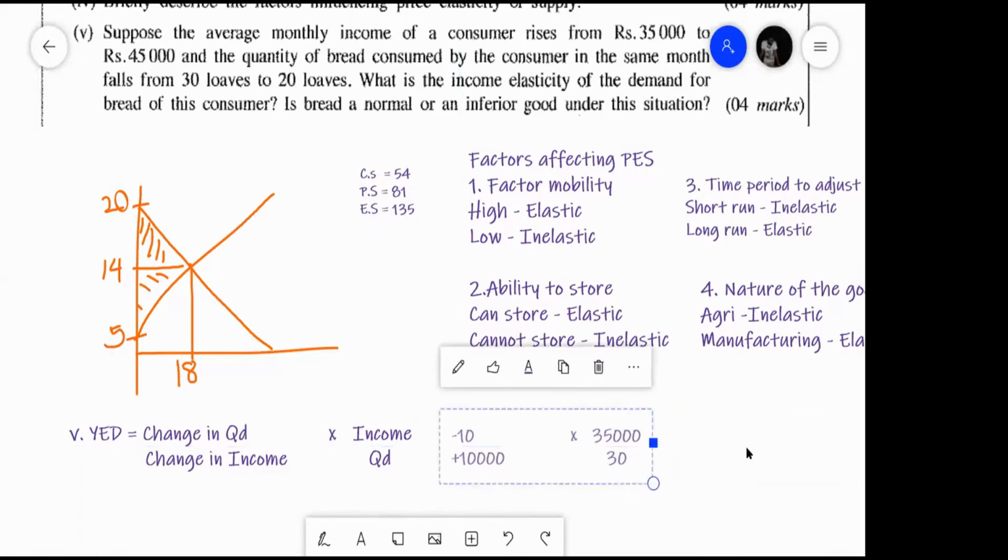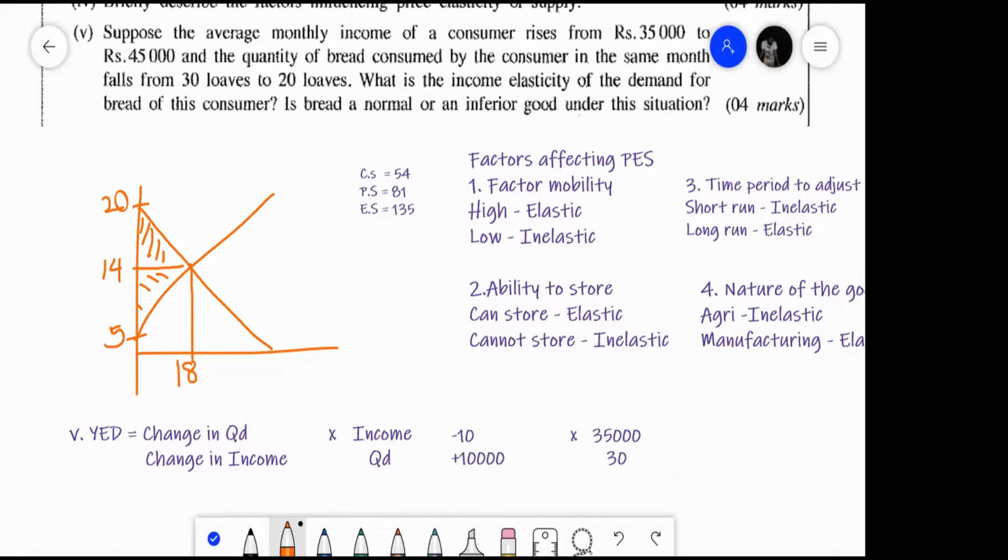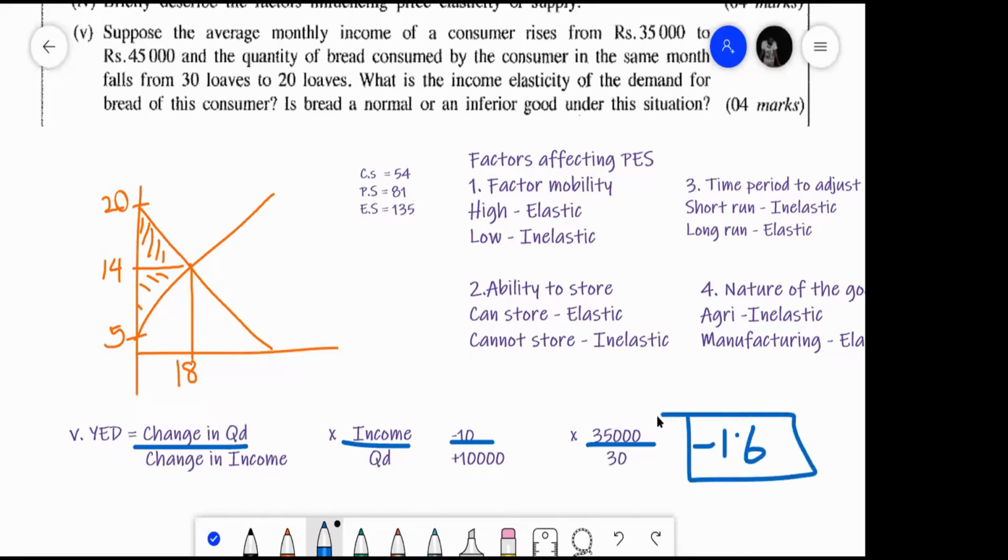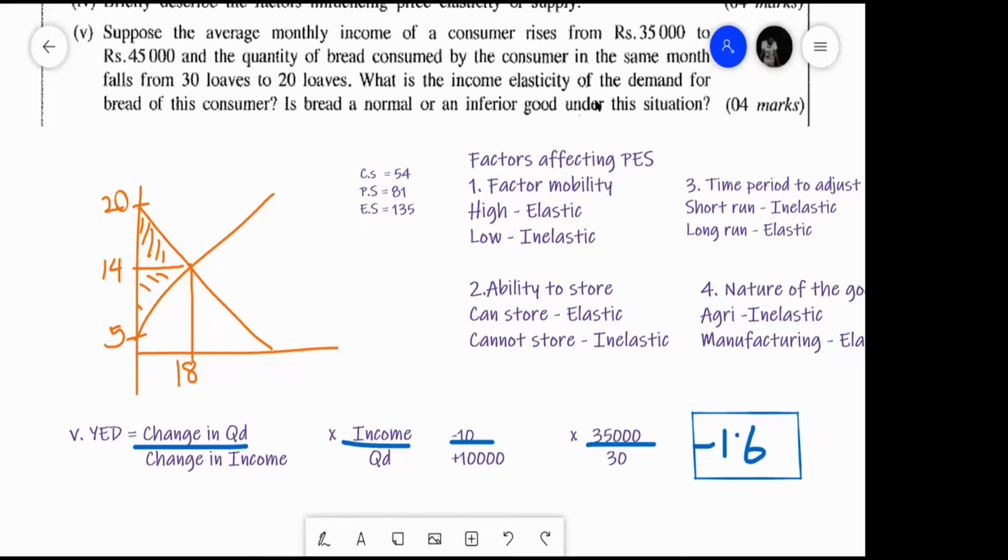Minus 1.6. Yes, okay. So if YED is minus, what type of good is it? Remember, you will get a minus. Be careful, because based on the minus sign and the plus sign, your answer will differ. So the answer you get is minus 1.6. What type of good is it? It's an inferior good. So that is what you have to do. Is bread a normal or inferior good? It's an inferior good. You can even take the averages there, no problem, but you will still get a minus answer. Okay, done with that.